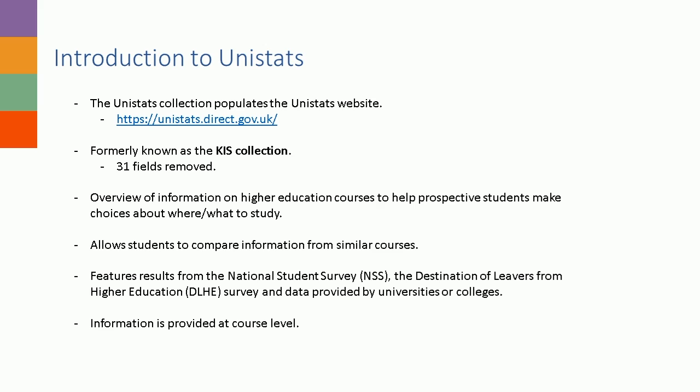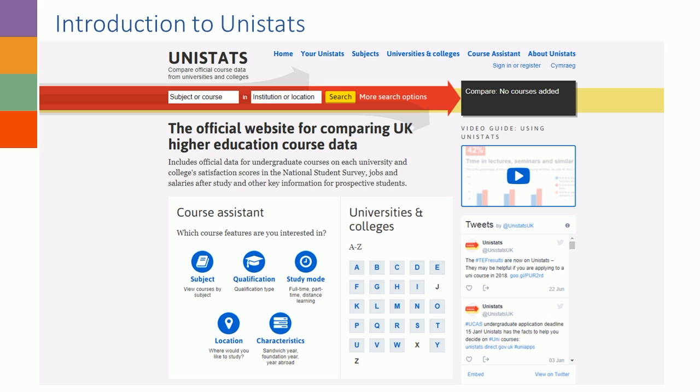Information is provided at course level if there is sufficient data to display. Otherwise, information is aggregated across years or with similar courses to allow the information to be displayed. This year, however, as part of the review of information, the NSS questionnaire was updated and we will not aggregate this across years. And once everything's all ready, this is what the web page looks like, which hopefully you've all seen before.